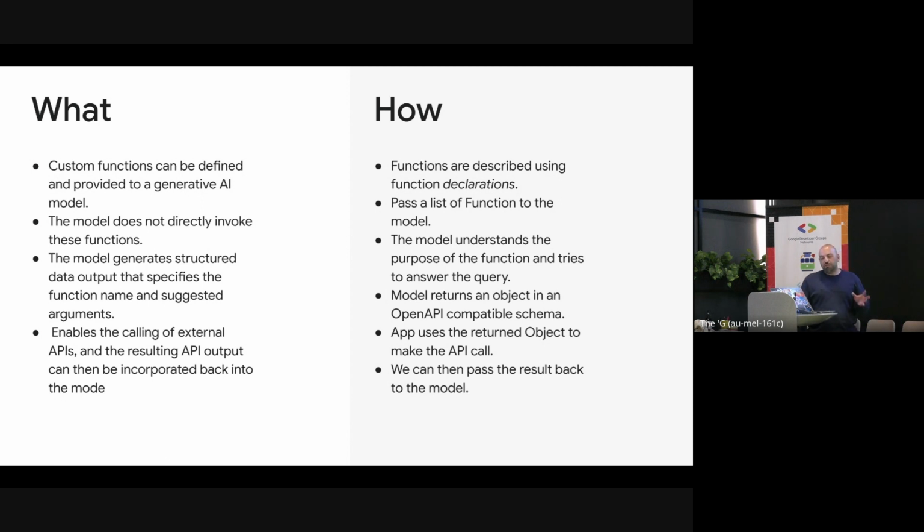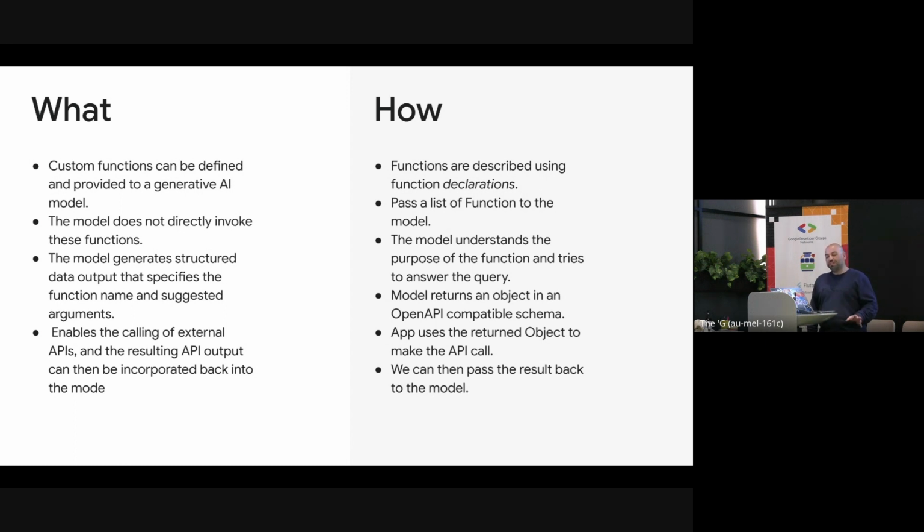What we can do is custom functions can be defined and provided to the LLM at the time that we send the prompt. Talking about functions, you think about your traditional functions, right? We're talking about programmers or developing. The model doesn't call the function that we provide to it. And that's a very important concept to keep in your mind. But what it actually does is generate structured data output that specifies the function and the suggested arguments for it. Still not very clear. Stay with me.